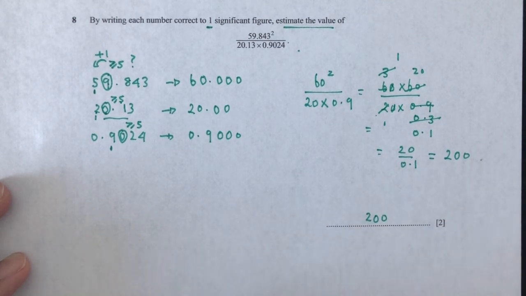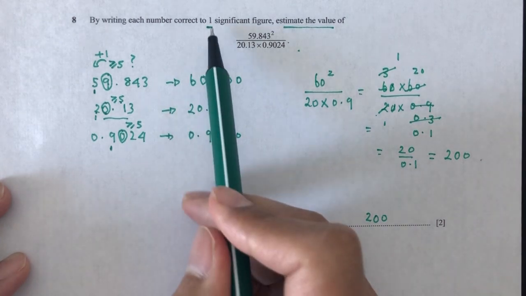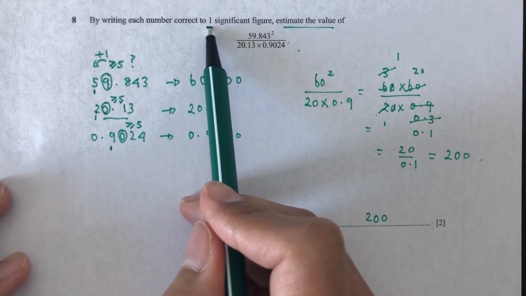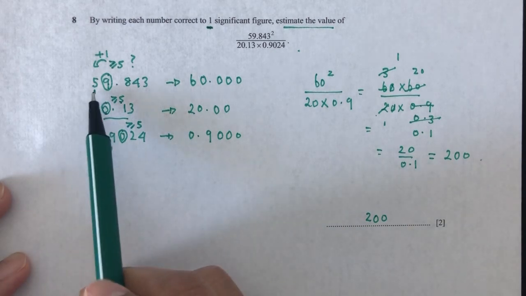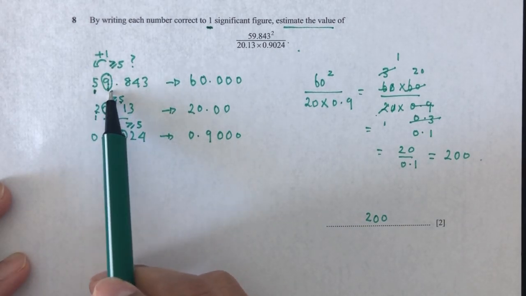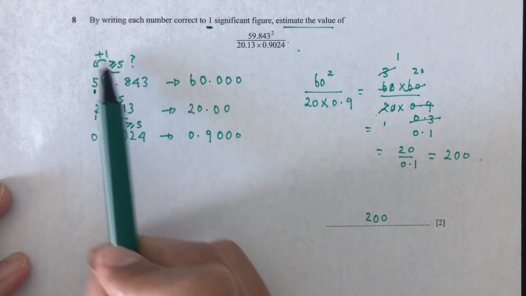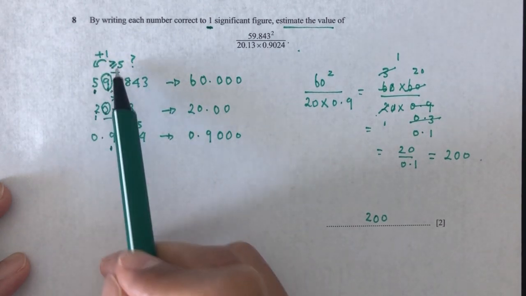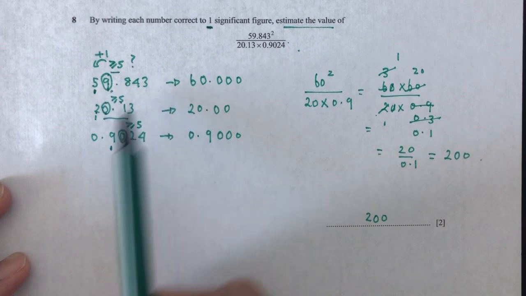Okay, so that's it. So just remember, when you have to write something down to one significant figure, we leave the first number alone and we ask ourselves if this number, the following number, is bigger or equal to 5. If it is, then we add 1 to the first one. If it is not, we convert everything to 0.